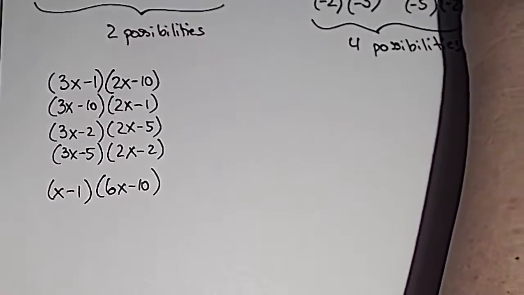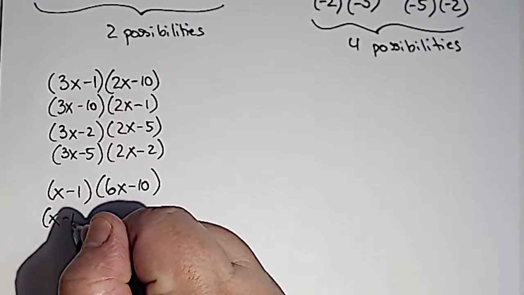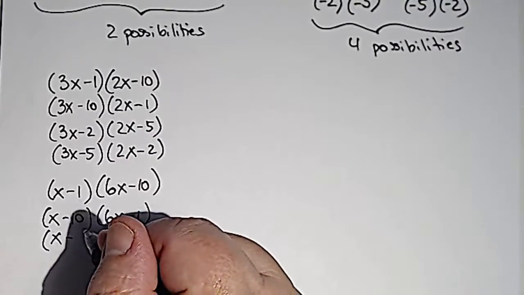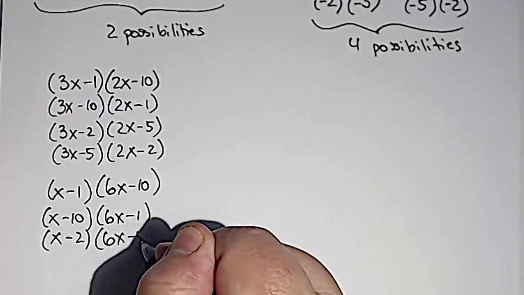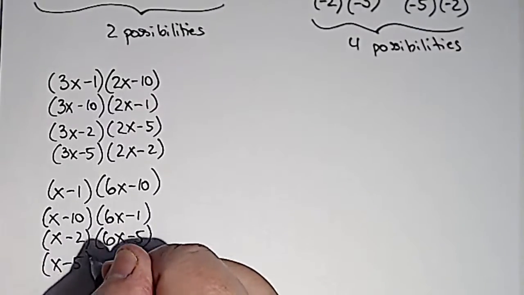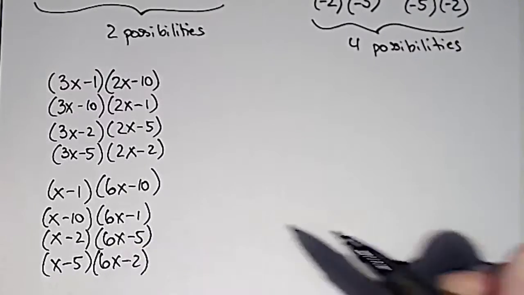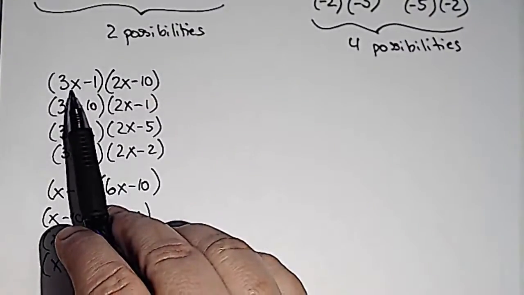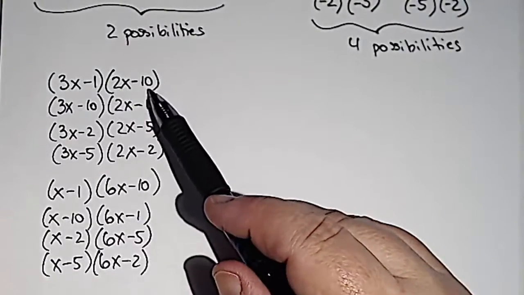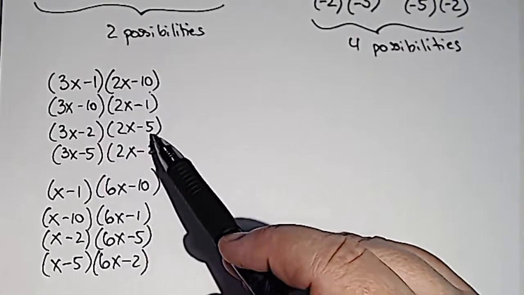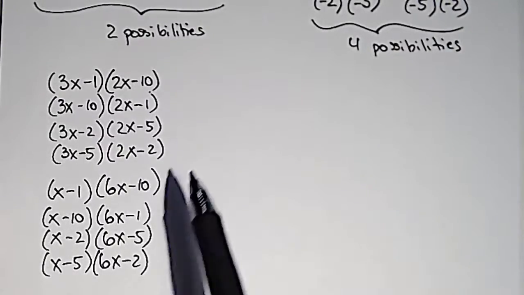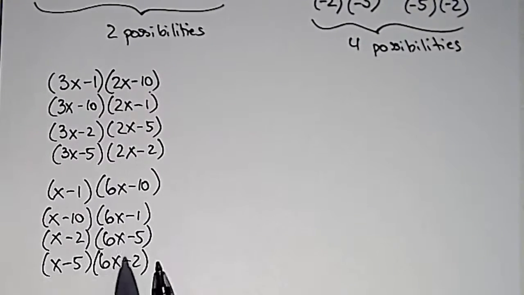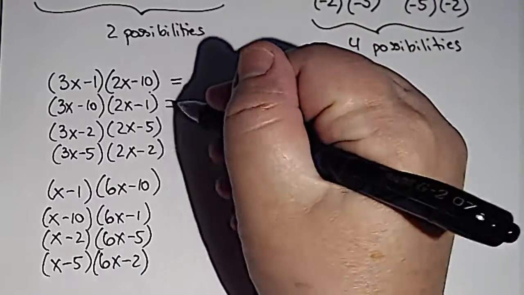Let me scooch this up. So here are all 8 possibilities. You see I've got the beginning 3x and 2x with -1, -10, -10, -1, -2, -5, -5, -2. And then I did the same pattern, but with x and 6x. And these 8 possibilities are what you would have to multiply out.